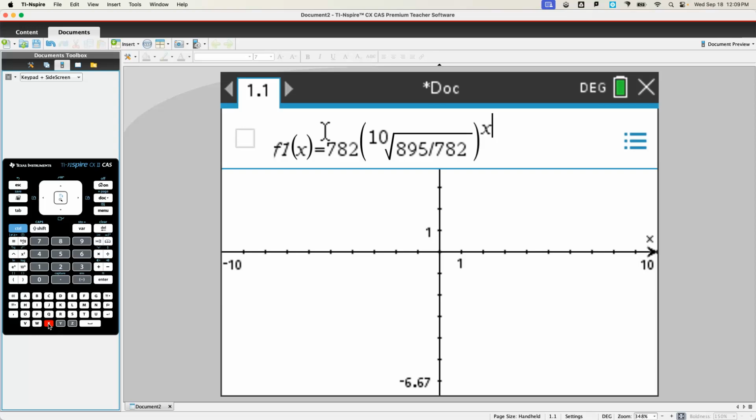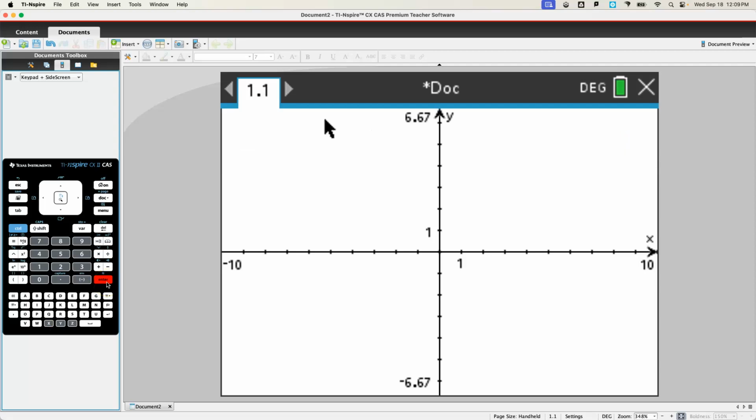Agree with me that that is our function. Okay? When I hit enter, what's the problem? Can't see it, right? So give me a possible solution that I could use to see the graph. We could adjust our axes, or we could zoom out. Which one do you think is going to be quicker? Probably adjusting the axes, because we would have to zoom all the way out to 782. So that might not be the fastest.